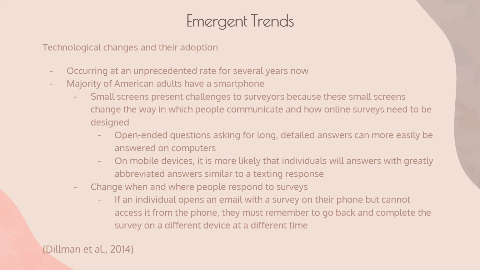The final emergent trend is the technological changes that are occurring and their adoption into survey research. So technological changes are at an unprecedented rate, and they have been for several years now. Majority of American adults now do have a smartphone, and the small screens that are included on smartphones present challenges to surveyors because these small screens change the way that people communicate and how online surveys need to be designed in order for them to complete it on a smartphone.